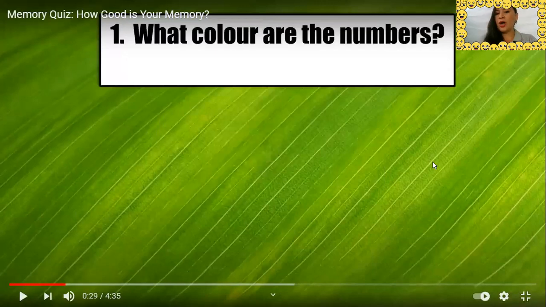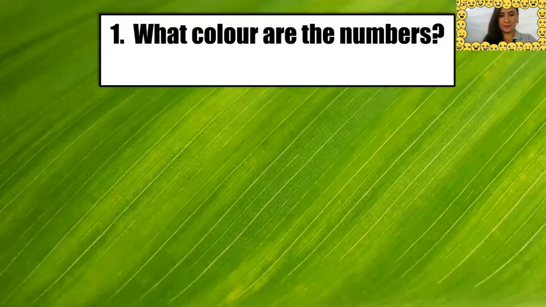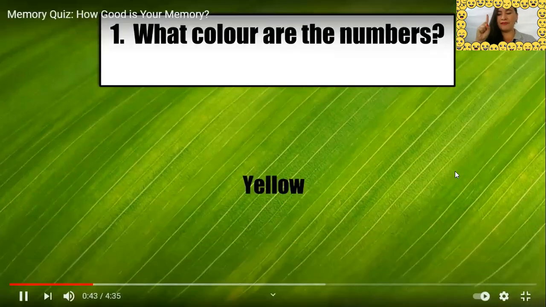The question, what color are the numbers? Yellow. Yellow, you said, okay. Yes, yellow. We have 1 point.